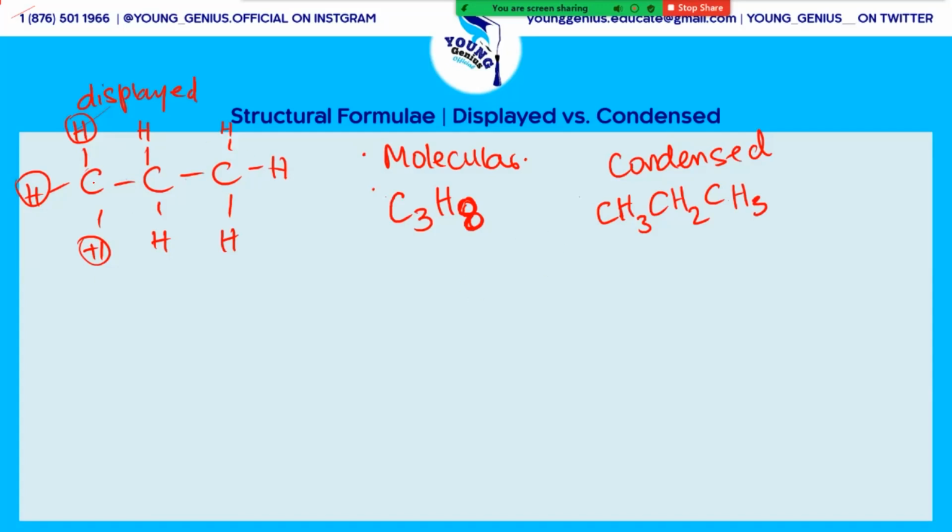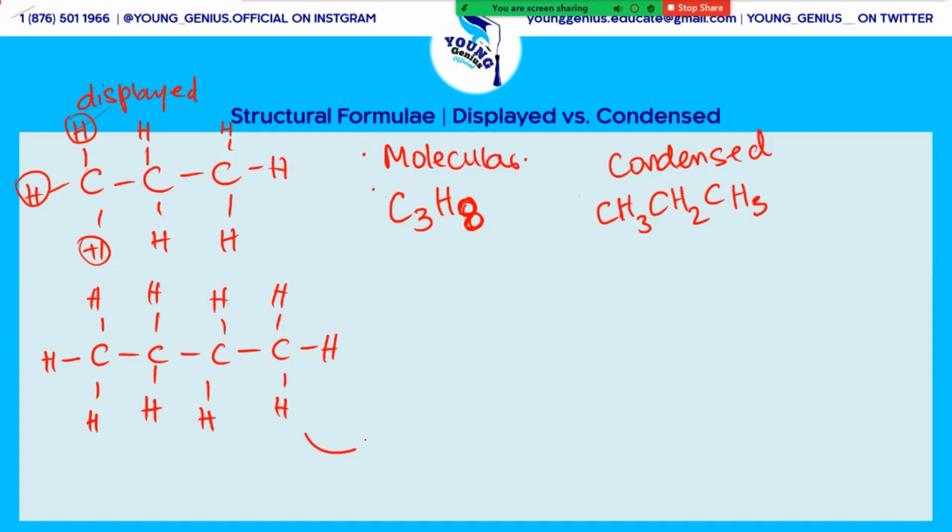I'm going to let you try one. Suppose I give you this one, right? And I don't want to be lazy, but I really don't want to write all the H's, but I'll write them. All right, so tell me, what would be the condensed formula for this displayed formula shown here?